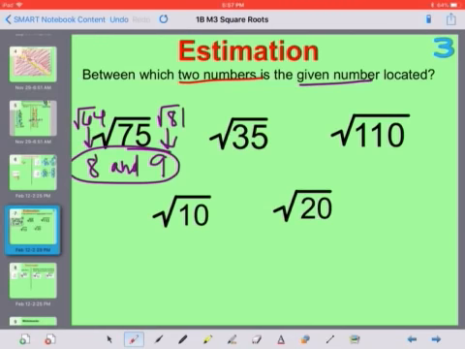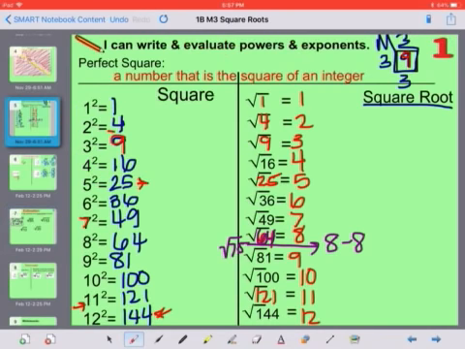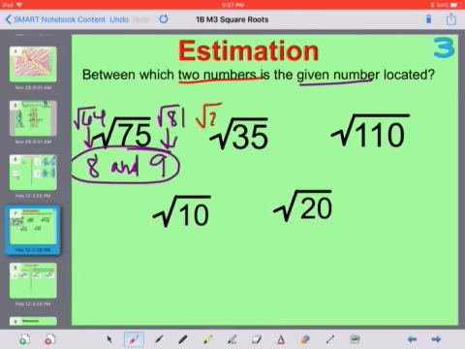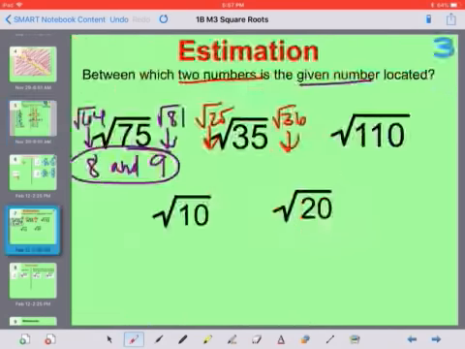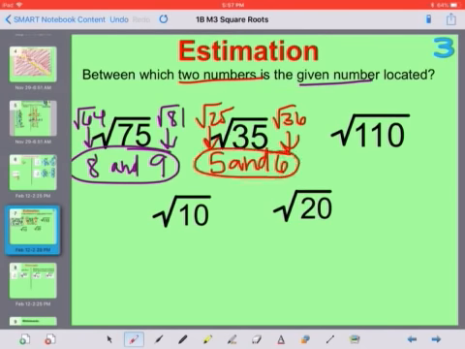So let's look for the square root of 35. 1, 4, 9, 16, 25, 36. The square root of 35 would be between the square root of 25 and the square root of 36. So let's simplify both of those. The square root of 25 is 5. The square root of 36 is 6. So your answer is between 5 and 6. That means if we were to plug it in our calculator, it would tell us 5 point some decimal.